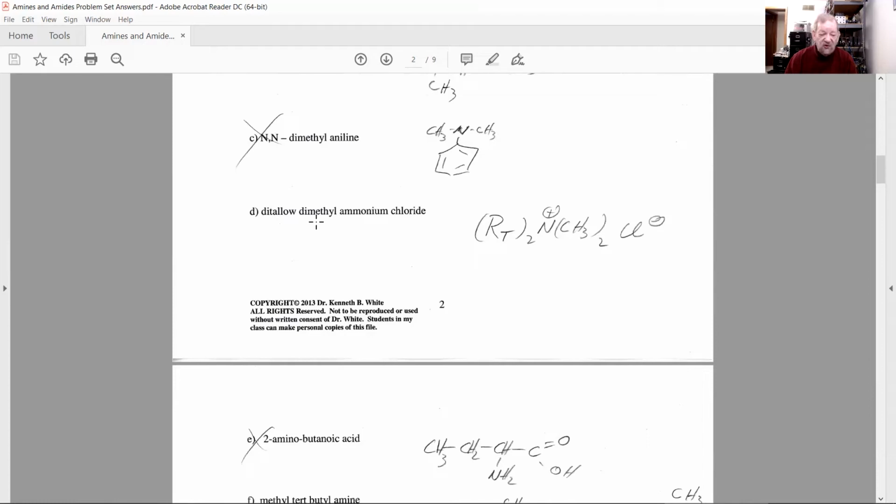Now, let's look at D, because this is a molecule very close and near to my heart, because it helped pay my mortgage, a couple of cars, got me around the world. Because the company I work for made this compound. And it's ditallow, and we show a tallow group by R sub T. And you've already learned that it's with or without a double bond, 16 to 18 carbons, and dimethyl. This is one way of drawing it. Ammonium chloride. This is a quaternary ammonium salt.